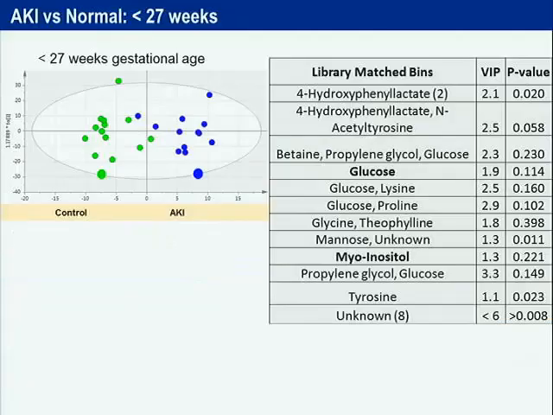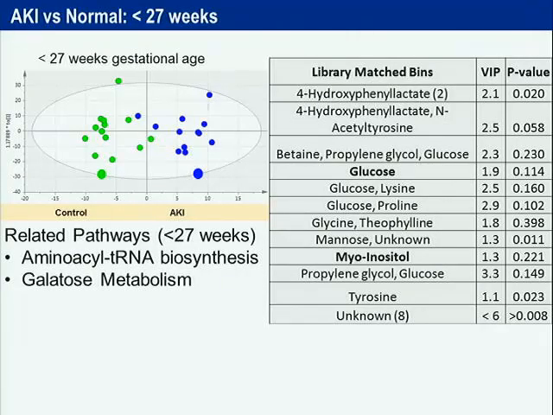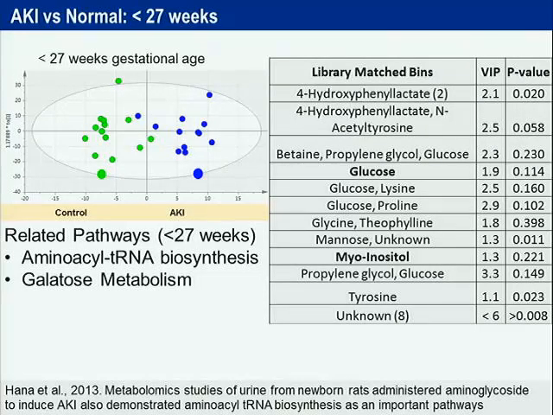Okay. And then if we were comparing just those at less than 27 weeks between the control and the AKI, looking at what the biomarkers are for that, we mapped those onto pathways and found that the RNA biosynthesis pathway and galactose metabolism are very important for staging this acute kidney injury. And this is consistent with work that was published in 2013 using a rat model for acute kidney injury that also showed this pathway is important in the development of acute kidney injury.